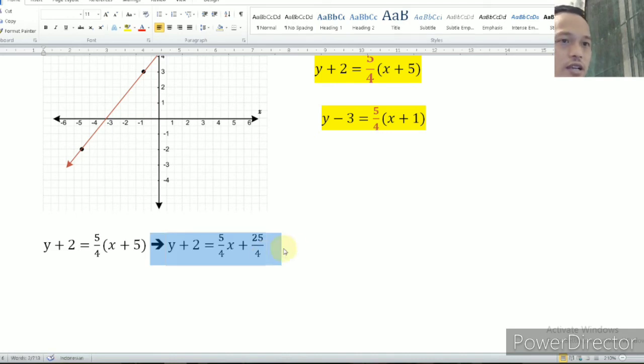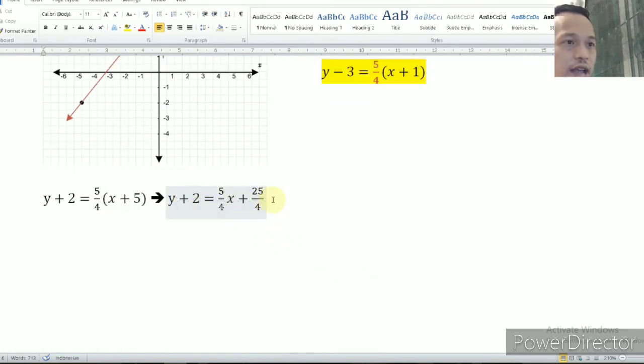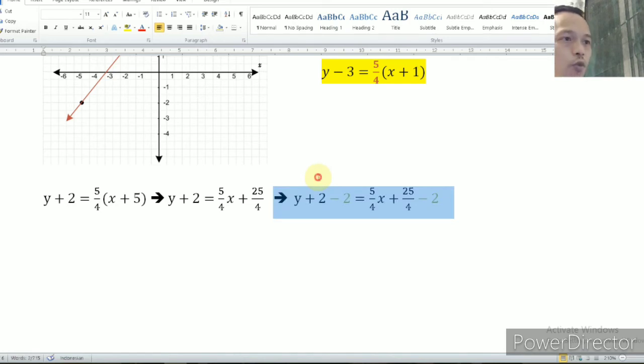So the first thing that I do is the distributivity axiom. I distribute the 5/4, the slope, since I need to isolate y. Don't forget, the objective is isolating y. After that, we still have to get rid of the 2 here. Therefore, using the addition property of equality, I will subtract 2 from both members.